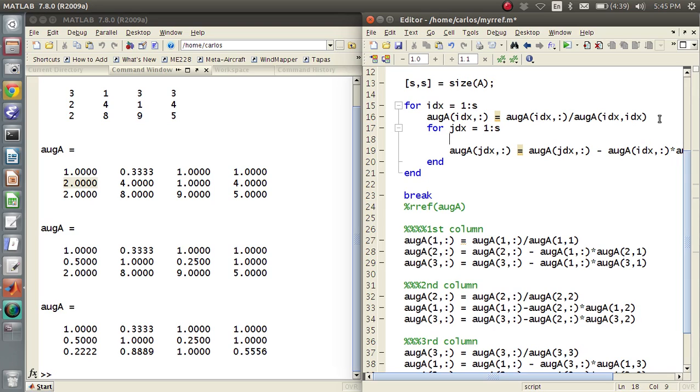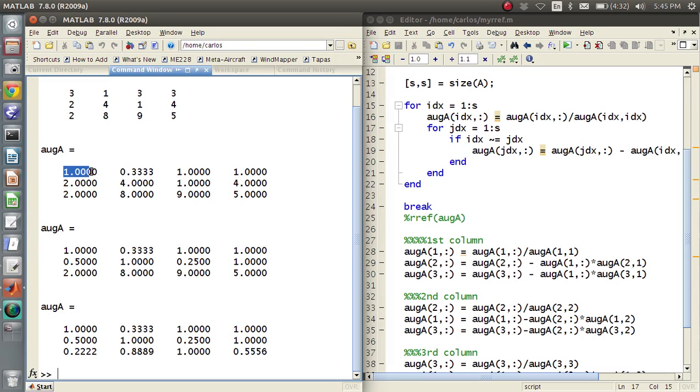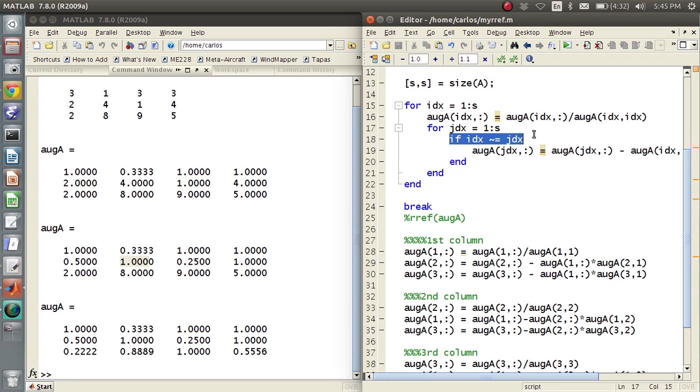Now I need to be careful here. I only do this if IDX is not equal to JDX. And why do I do that? Because this loop is going to start at 1 and then go to S. So it's going to start at the first row and then go to the second and third row. But I don't want it to start at the first row. I want it to skip the first row. But then when I go down to the second column, I want it to do 1, skip 2, and then go to 3. And then when I go to the bottom, I want it to do 1, 2, and then skip 3. So when IDX and JDX are the same, I skip it.